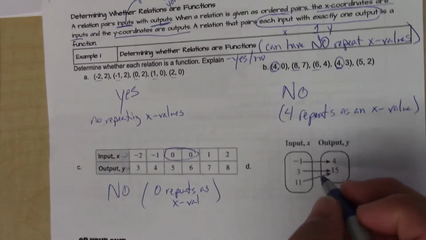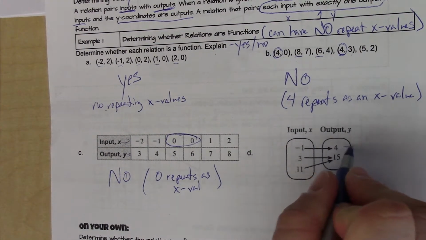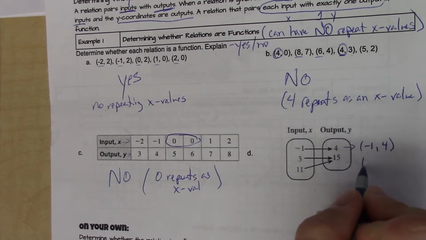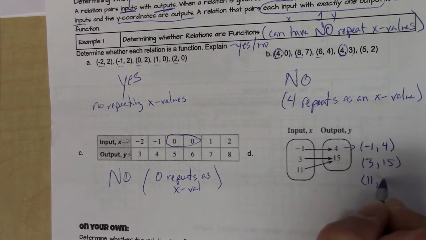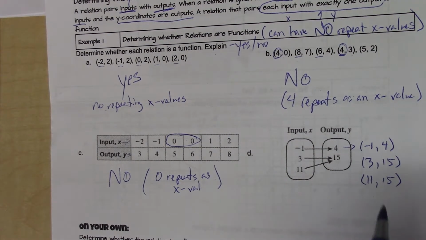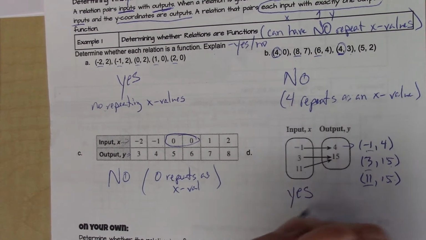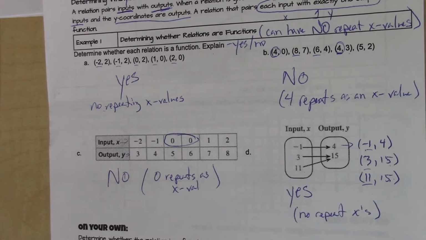So this last one, which is just a little map, this right here means that negative 1 maps onto 4. This means that 3 maps onto 15, and this means that 11 maps onto 15. And it gives us those points. And what I see here is no repeating x values. Again, I don't care about the 15, that's okay. I just can't have repeating x values. So the answer for this is yes, no repeat x's. Right, you can see how I kind of simplify some things as I go.